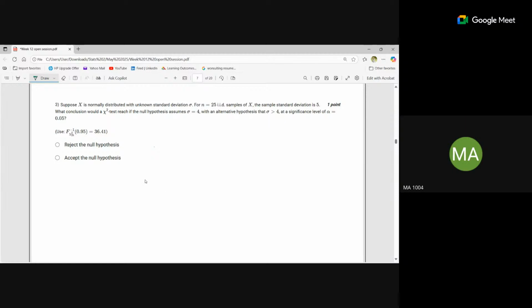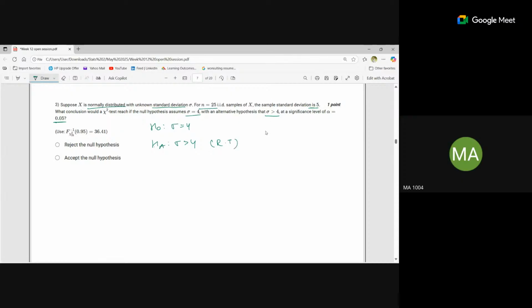So here my X is following a normal distribution with unknown standard deviation sigma, and my N is 25 IID samples of X. The sample standard deviation is 5. What conclusion would a chi-square test reach if my null hypothesis is this and alternative is this at a significance level of 0.05? So here my null hypothesis is sigma equals 4, and my alternative is sigma greater than 4, right? So this is a right tail test.